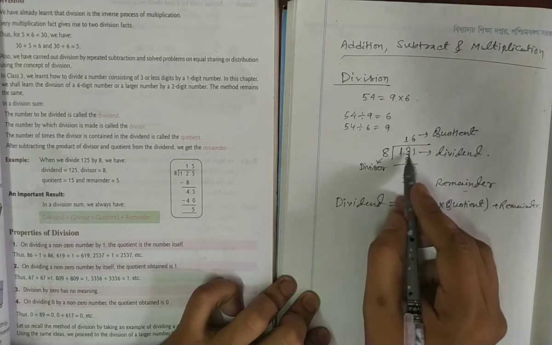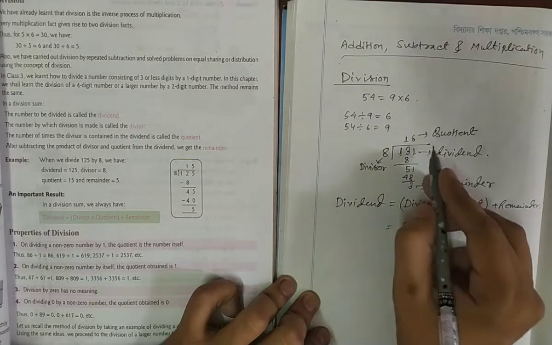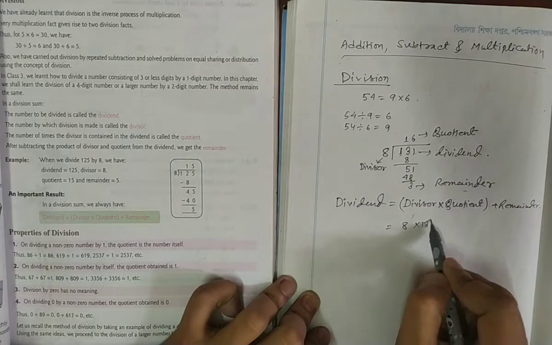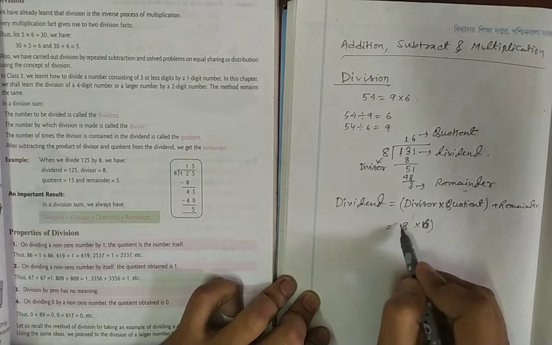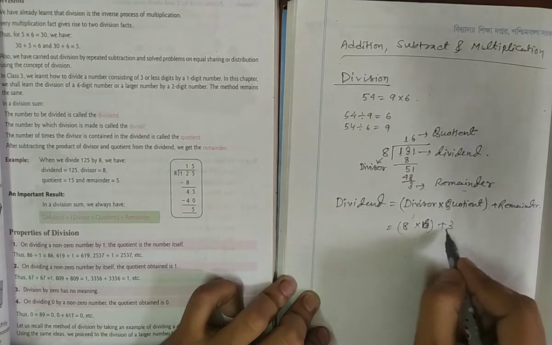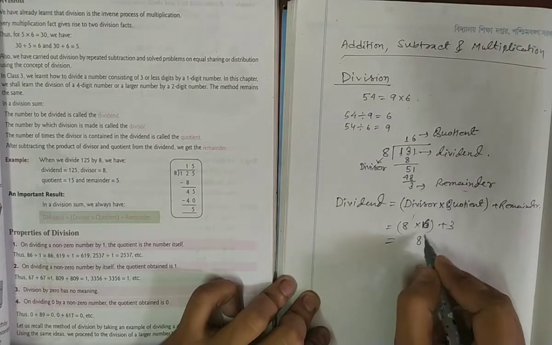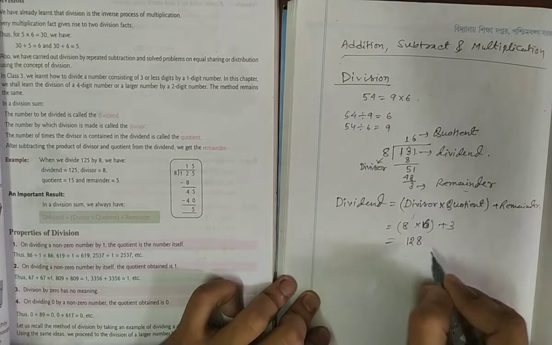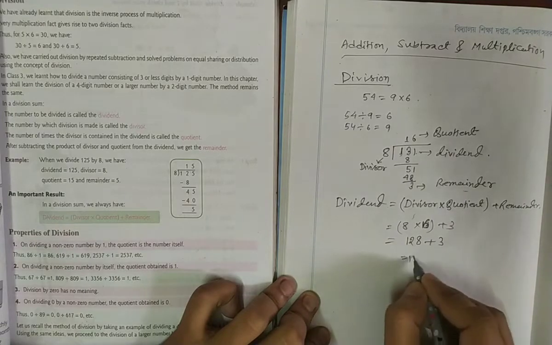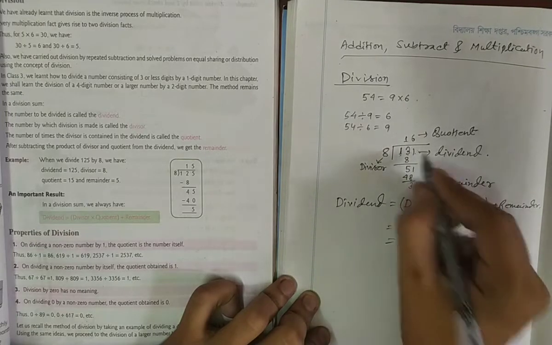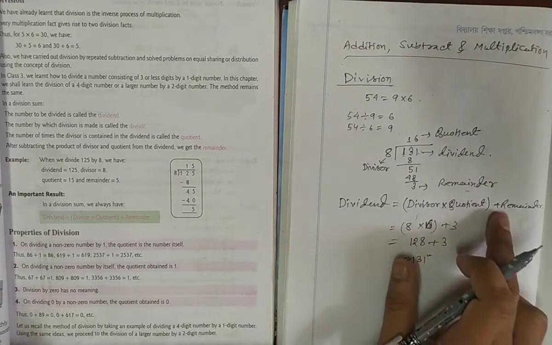So here we have divisor 8, quotient 16, and remainder plus 3. So 8 sixteens are 128, and 128 plus 3 is equal to 131. This is the dividend. So dividend equals divisor times quotient plus remainder.